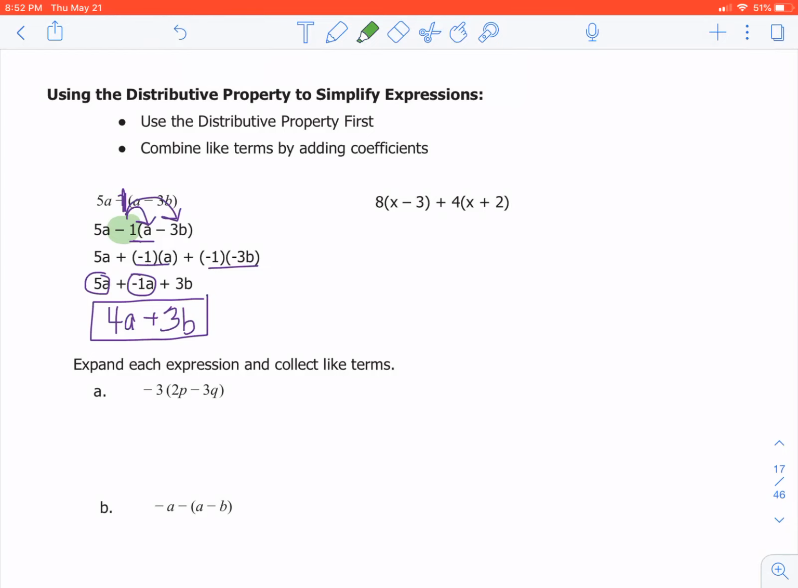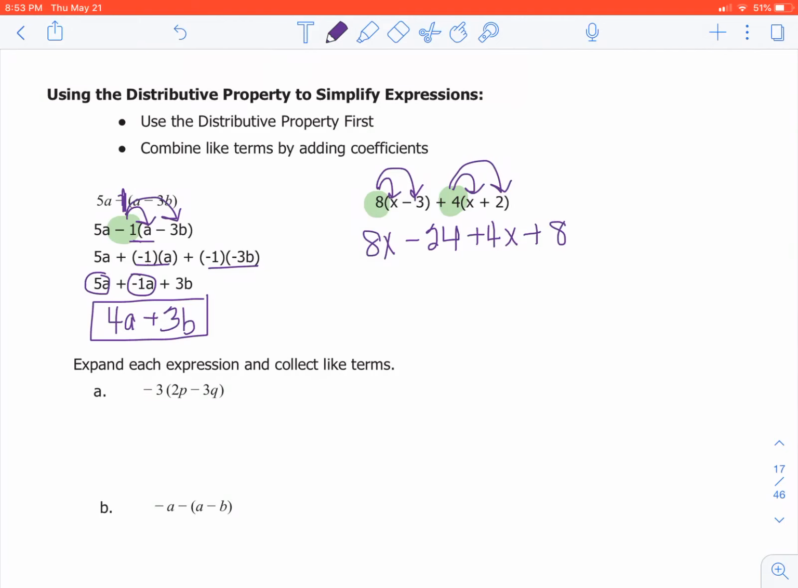All right, in the next one, here's an 8 on the outside of parentheses. We're always going to do that first. So 8 times x is 8x. Now we're going to multiply that 8 times -3. Okay, so 8 times -3 is -24. You can just write it as -24. Now, before we start adding, I have another term that's on the outside, so I'm going to distribute again. So 4 times x is 4x, and 4 times 2 is 8.